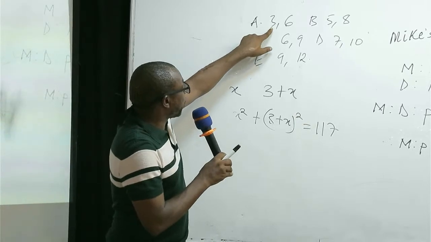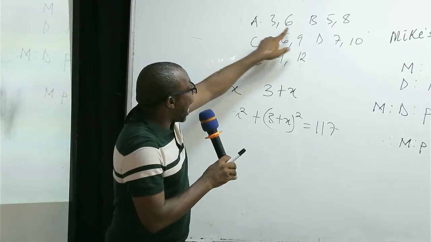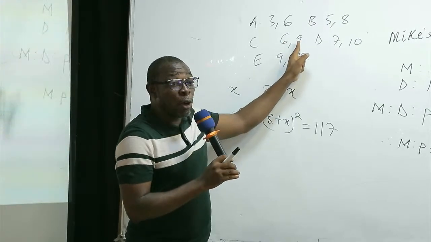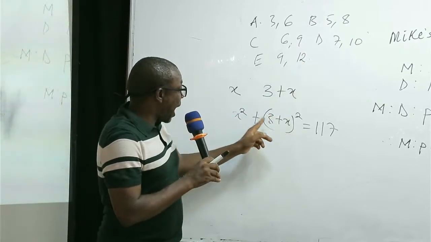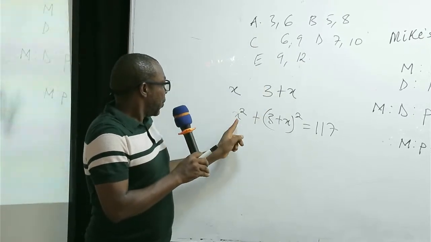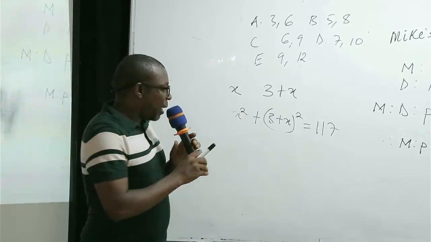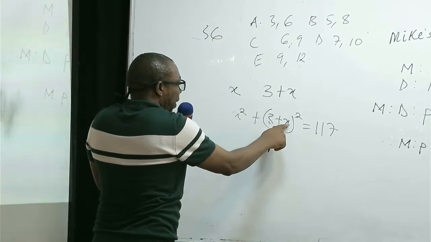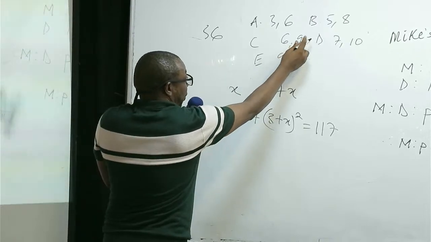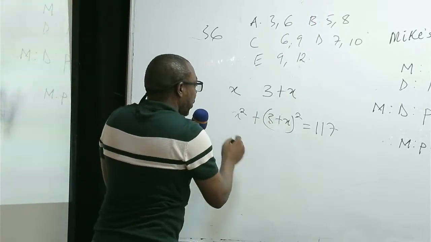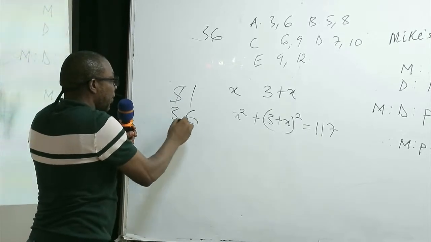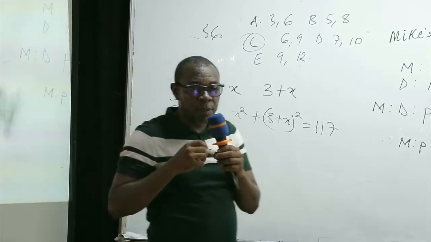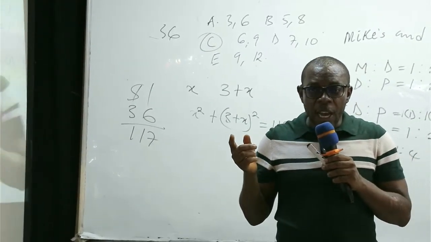Now we shift from this one, and I will come here because I've seen something. 6 squared is 36. Then 3 plus 6 is 9. 9 squared is 81. 81 plus 36 gives you what? So with common sense, you pick it. You see? Are we communicating?